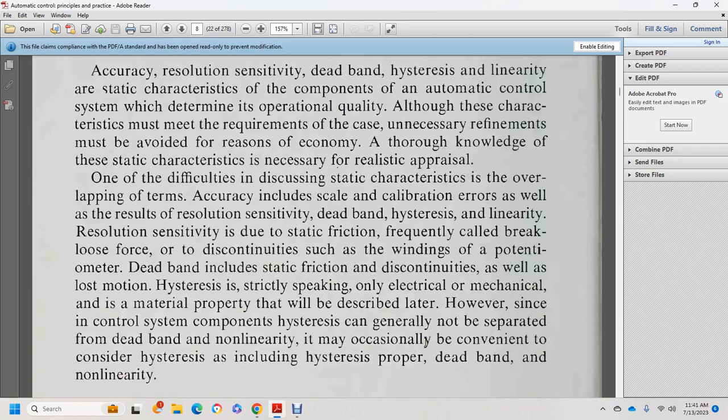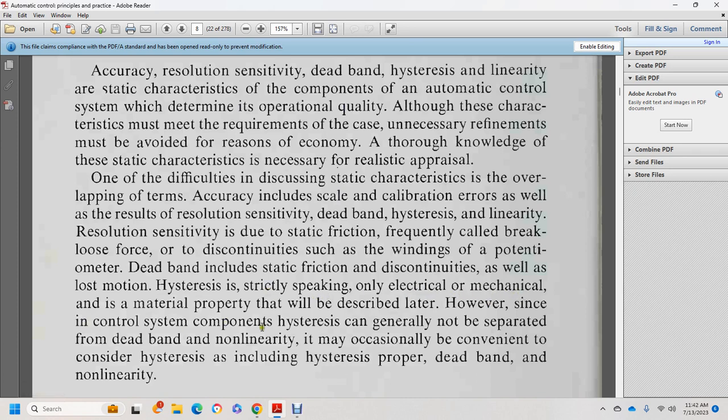One of the difficulties governing static characteristics is overlapping, when the term accuracy includes the scale of the calibration errors as well as the results of resolution, sensitivity, deadband, hysteresis, and linearity. Resolution and sensitivity have to do with static friction. For instance, we call it break loose force for the discontinuity of the plunge, for the potentiometer. Deadband includes static friction and discontinuities, as well as loss of motion. Hysteresis statistically speaking, only electrical, mechanical, and material properties will be discussed later.